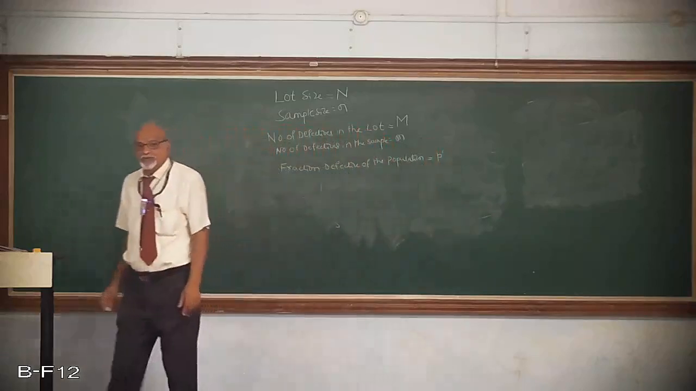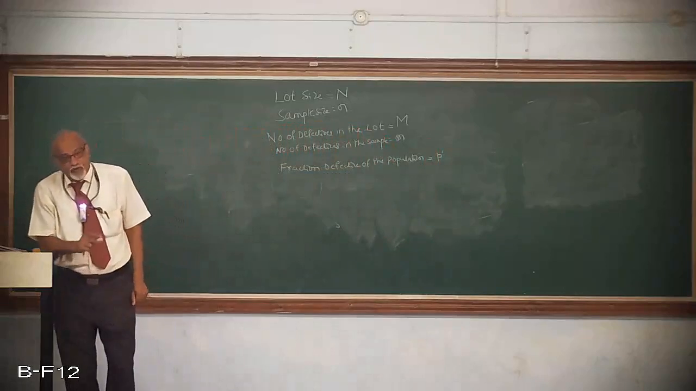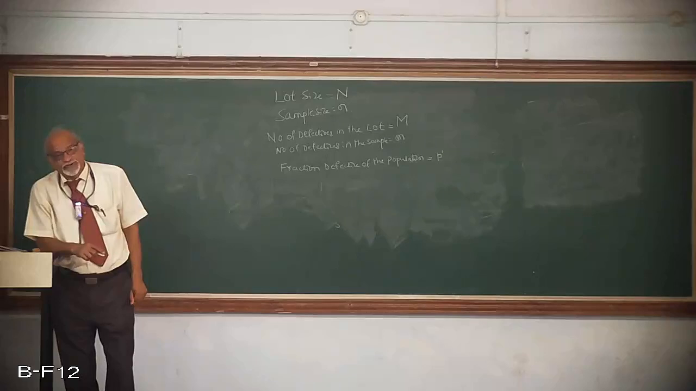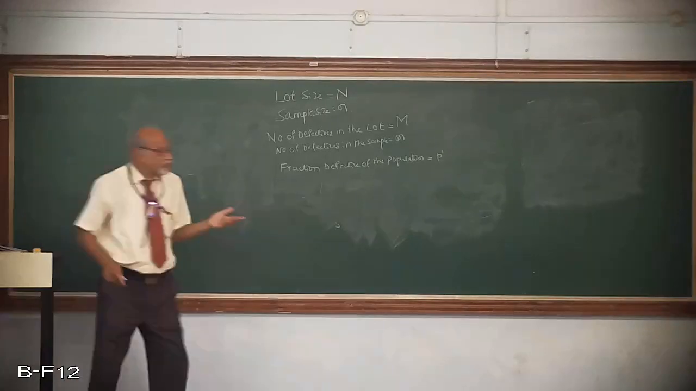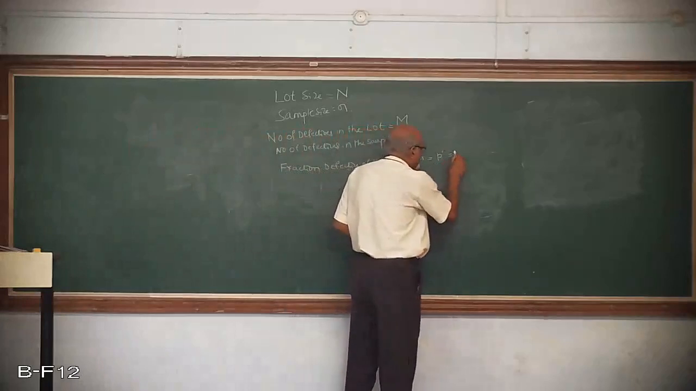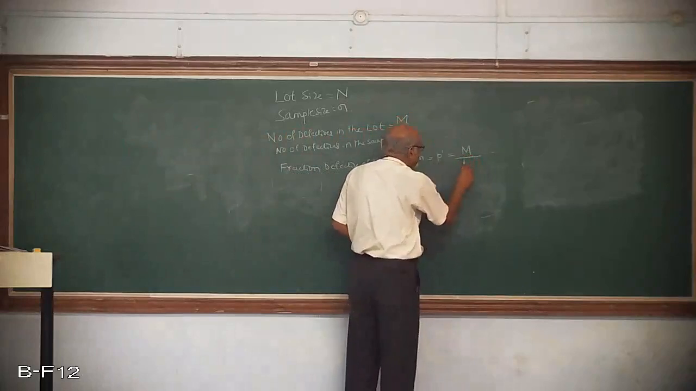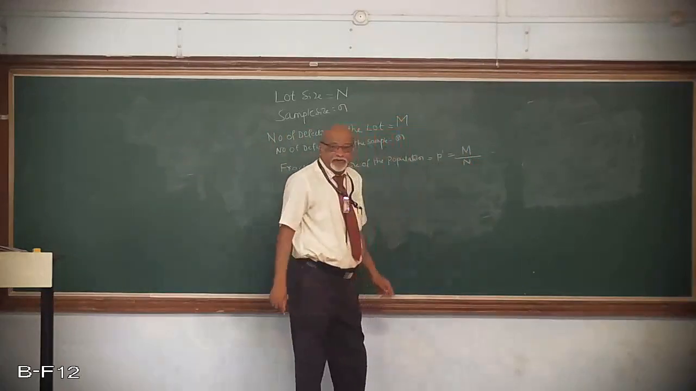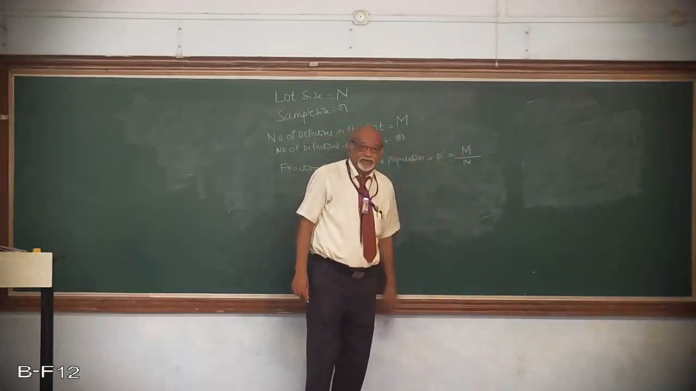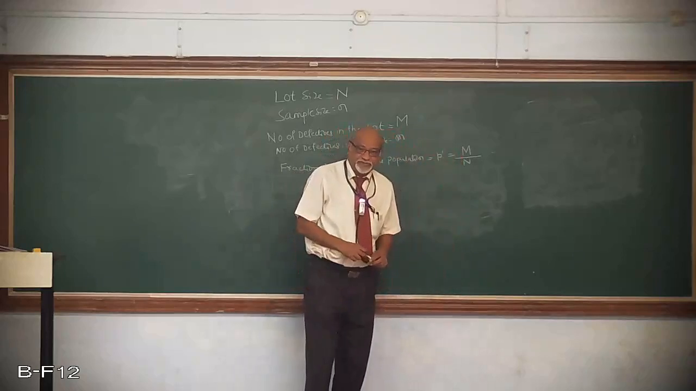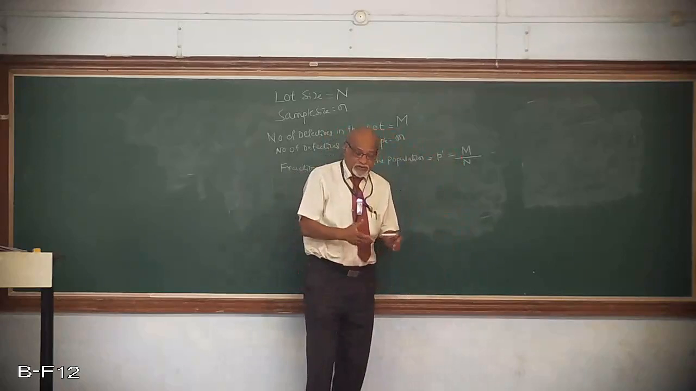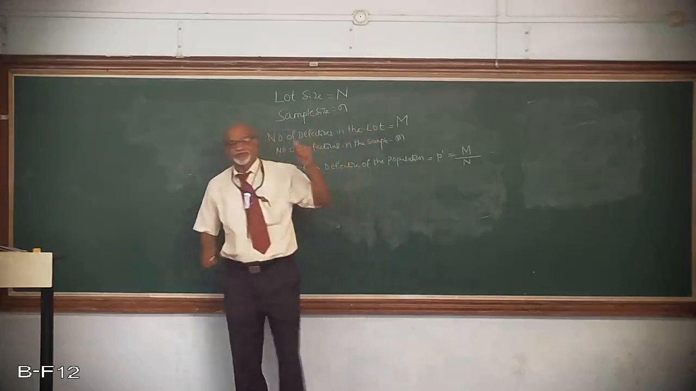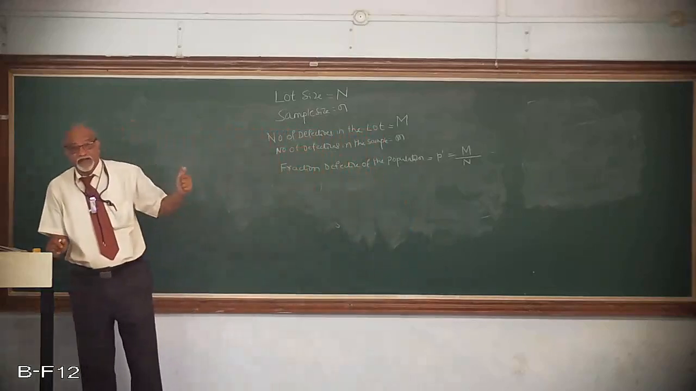How will it be found out? If you know the number of defectives in the lot and the size of the lot, then we can find out this fraction defective. That means, P prime is equal to what? Number of defectives, that is capital M, divided by the total number of items, that is capital N. The producer will be knowing this. And when he maintains process control charts, he will have controlled the process with respect to this. This is the actual, real thing.